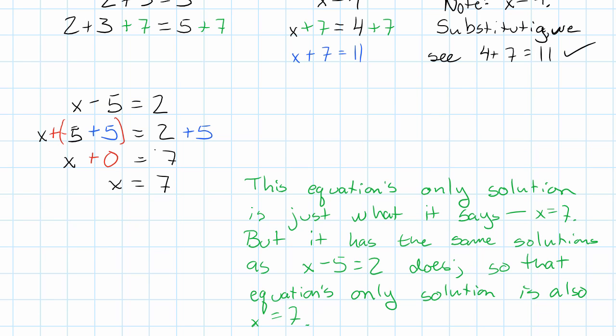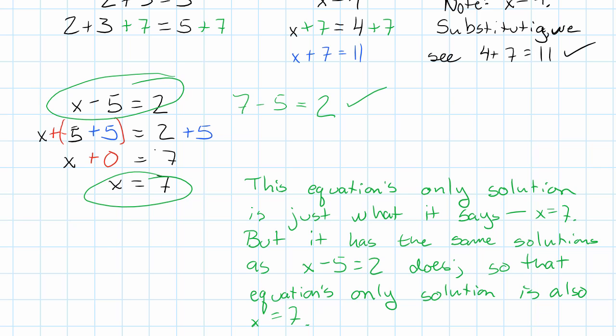Notice, this equation only has one solution. It's just what it says, x equals 7. But this equation and this equation have exactly the same solutions. So that means that x equals 7 is the only solution to the first equation. And it is true that if we substitute 7 for x, 7 minus 5 really does equal 2.